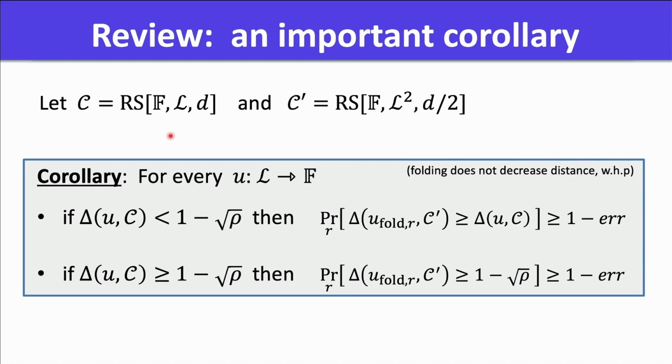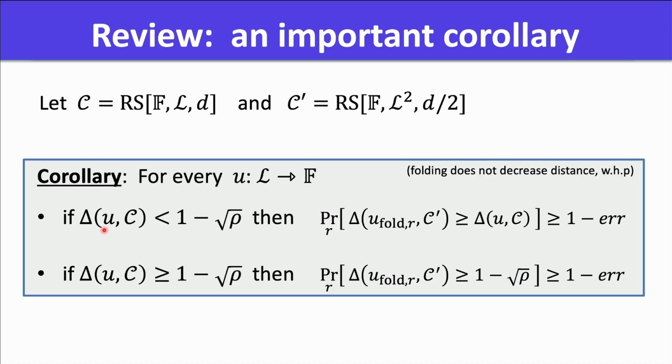So again, let C be the Reed-Solomon code over domain L with degree d, and let C prime be the compressed code over domain L squared and degree d over 2. You notice both C and C prime have the same rate, but C prime is defined over a domain that's half the size.